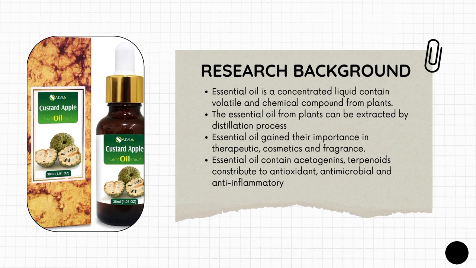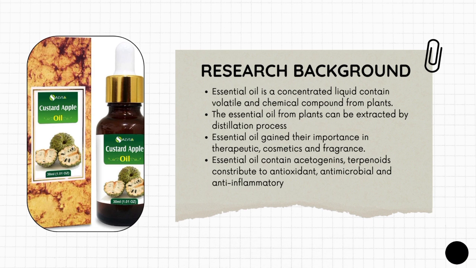Essential oil is a concentrated liquid containing volatile chemical compounds from many plants. Essential oil is also known as volatile oil. It can be extracted from leaf, fruit, seed, stem, flower, and root of the plant, by the process of hydrodistillation. Essential oils have gained importance in therapeutic, cosmetic, aromatic, and fragrance uses. This is because essential oil is formed by volatile compounds such as terpene, sesquiterpene, and several oxygenated derivatives.